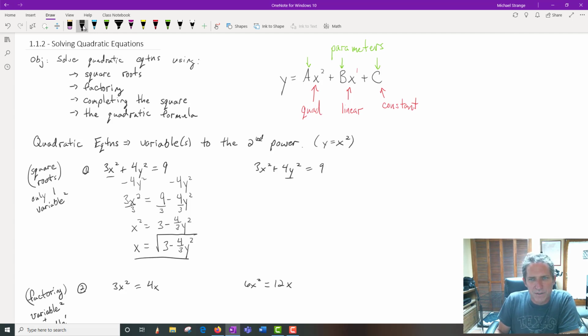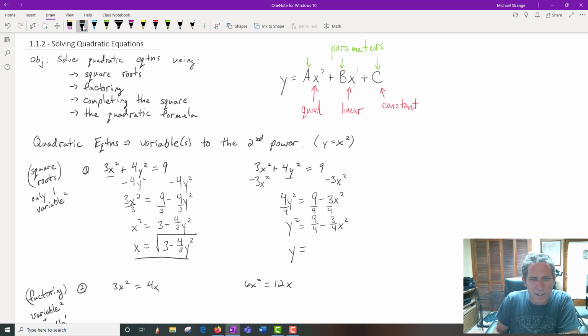So go ahead, pause the video, try this one, do it for y this time. Okay, so to solve for y here, again, we're going to just move stuff. We're trying to isolate the y, so we'll move the 3x squared over to the other side, leaving 4y squared is 9 minus 3x squared. Divide everything by 4. And we get y squared is equal to 9/4 minus 3/4 x squared. And to get rid of this square, we're going to take the square root on the other side.